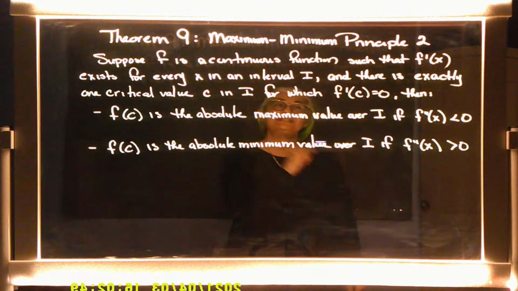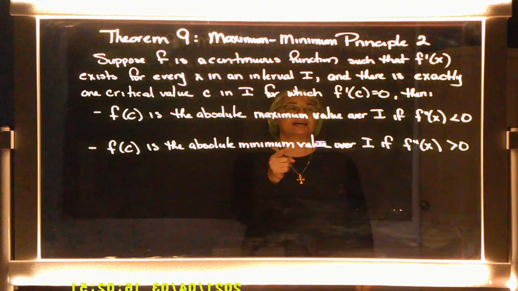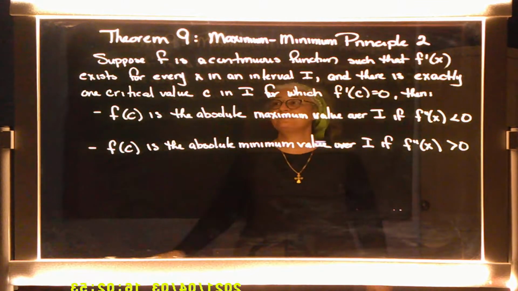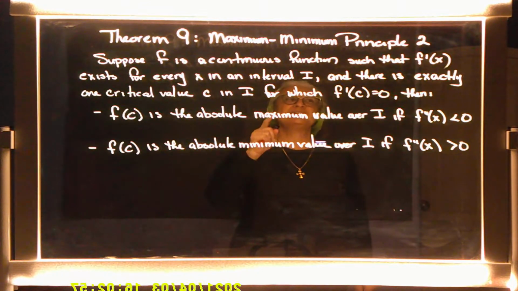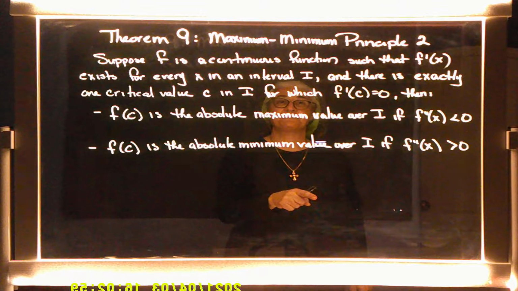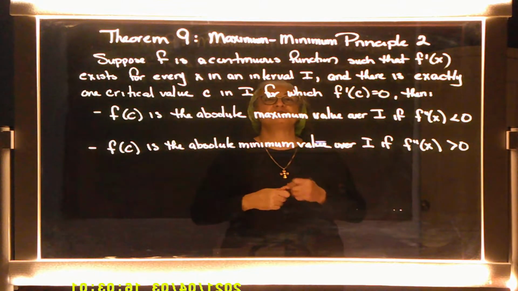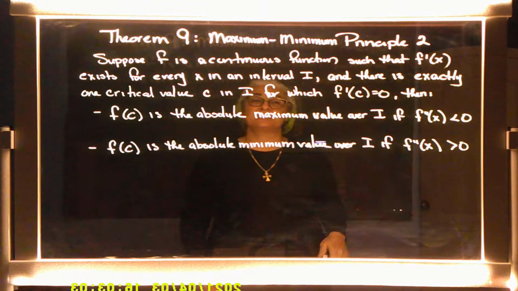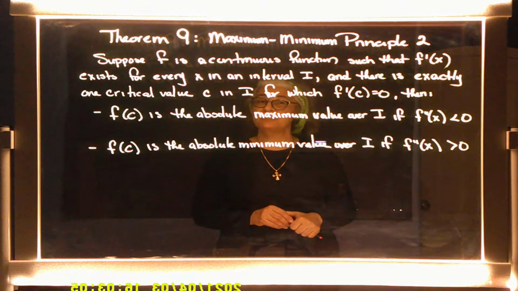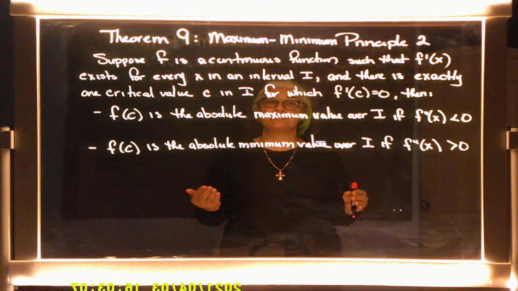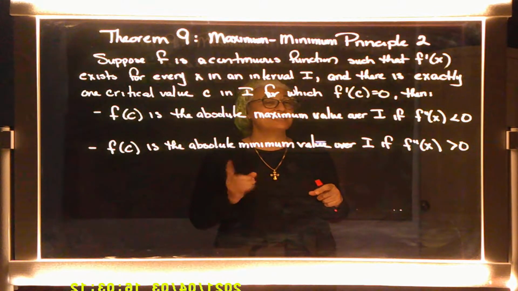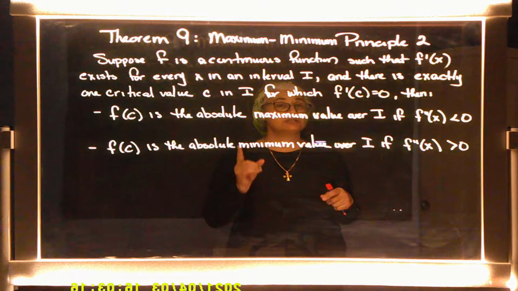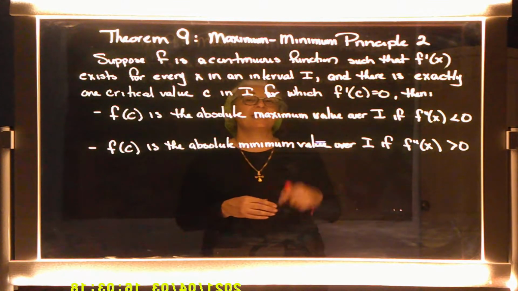Suppose f is a continuous function such that the first derivative exists for every x in an interval I. Now I'm going to stop a second. Do you notice it said nothing about interval I? It didn't say it was open, it didn't say it was closed, it just said we have an interval I. Since it didn't say it was closed, you can't assume it, which means you have to assume an open interval. Just FYI.